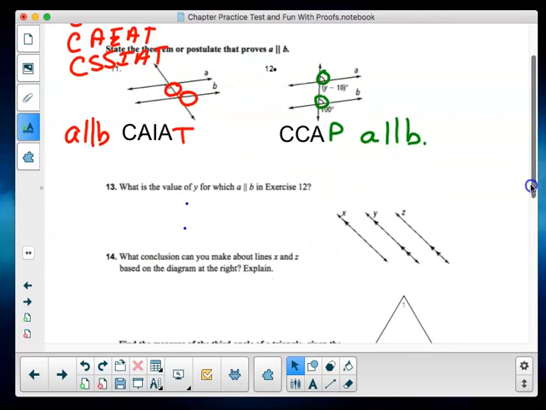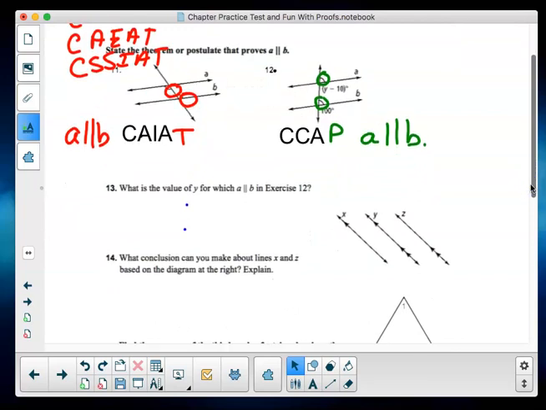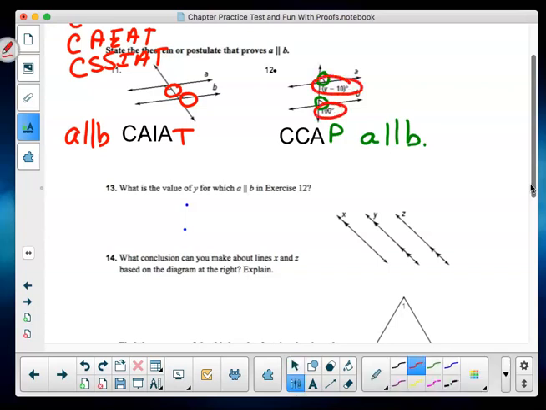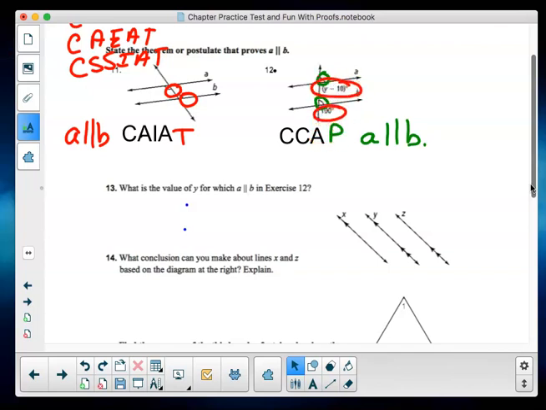Now in 13, they ask us, what is the value of y for which A is parallel to B? And that's where those 2 values, the y minus 10 and the 100 come in. Those are corresponding angles in those positions, and if they are the same, then the lines are parallel. So I'm going to set them equal and find the value for y. If y minus 10 is equal to 100 because corresponding angles are congruent and therefore equal by definition of congruence, I'm going to add 10 to both sides and find out that y is equal to 110. So the value of y being 110 allows A and B to be parallel.